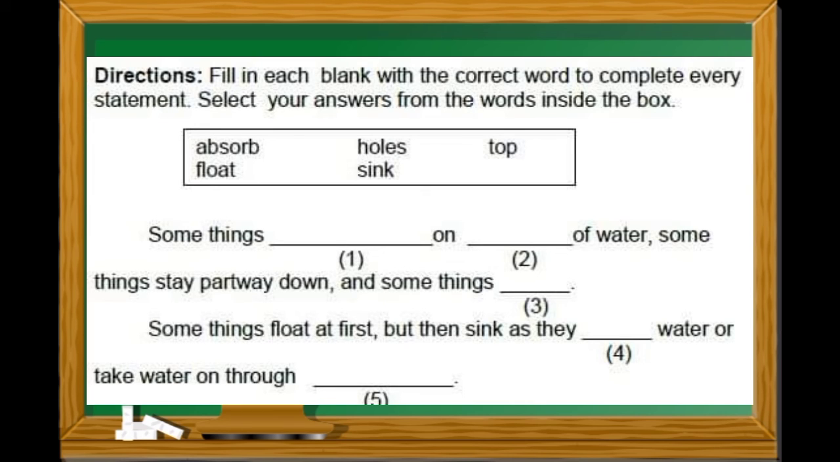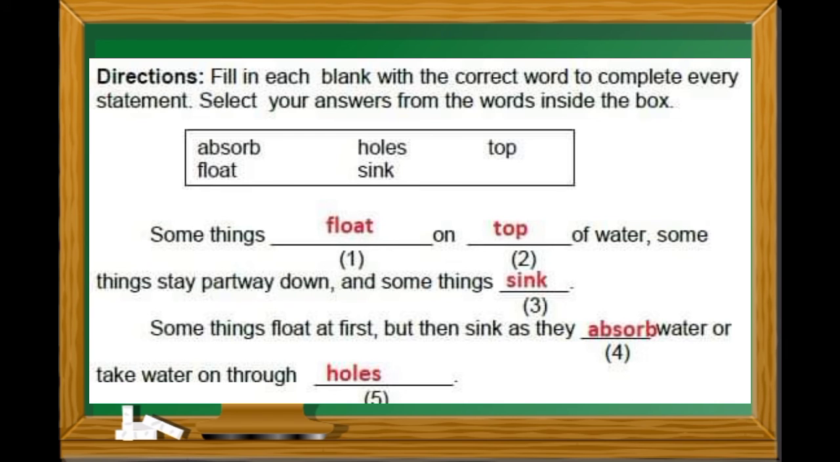This activity is designed to process what you have learned from lesson 2. Fill in each blank with the correct word to complete every statement. Select your answer from the words inside the box. Remember, you can always pause this video for you to have enough time to answer this activity. Here is the correct answer. Some things float on top of water, some things stay partway down, and some things sink. Some things float at first, but then sink as they absorb water or take water in through holes.